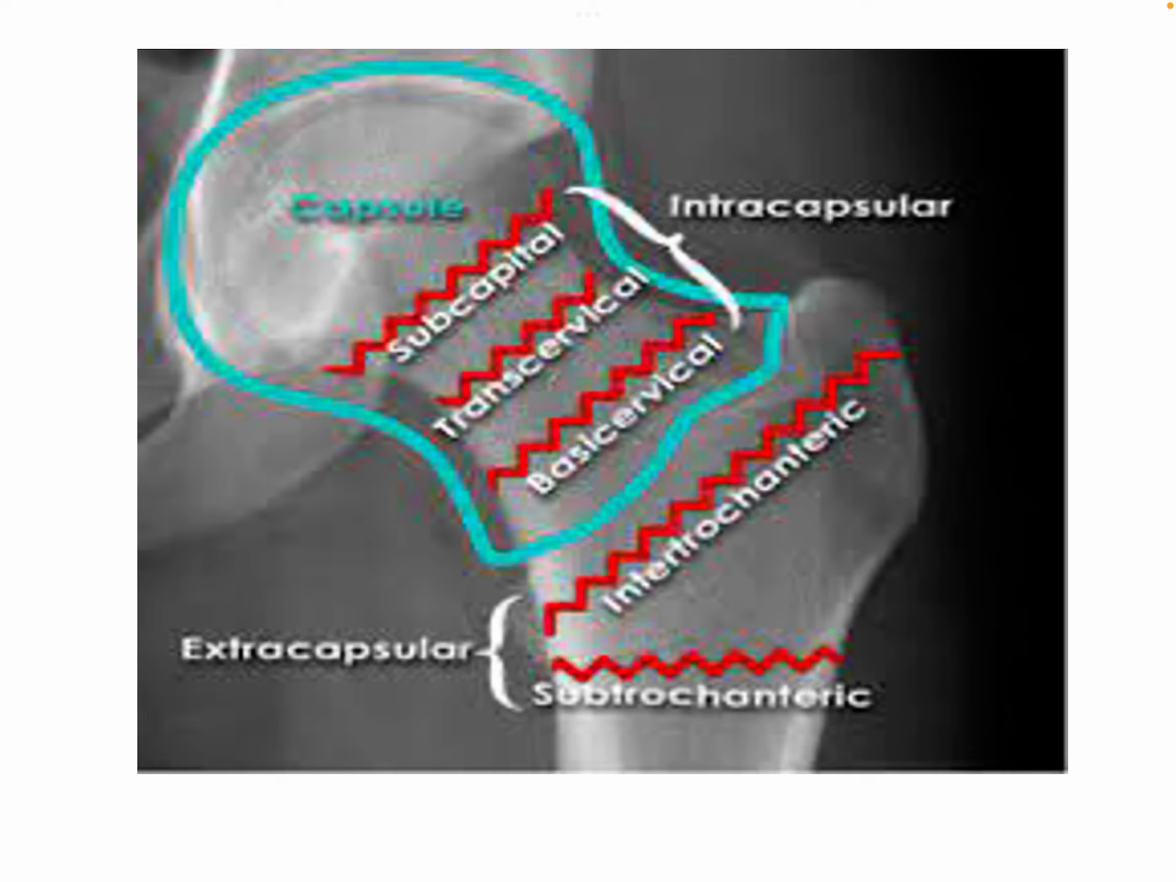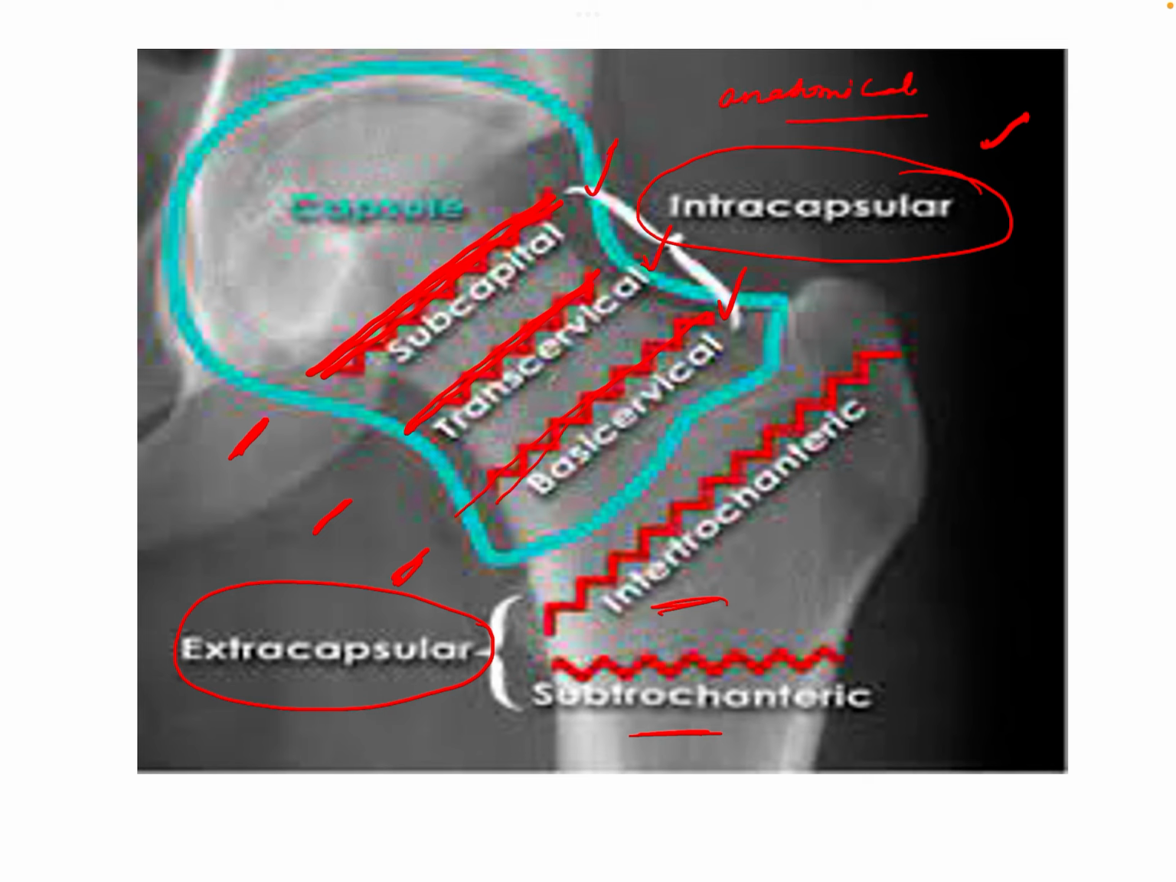The second type of classification is the anatomical location of the fracture line. As we know, neck of femur fractures are intracapsular fractures, and the intertrochanteric and subtrochanteric fractures are extracapsular fractures. So in neck of femur fractures, we have three types. The most proximal one is known as the subcapital fracture. The middle one is known as the transcervical neck of femur fracture, and the most distal one, or the basal one, is known as the basicervical fracture. So we have subcapital, transcervical and basicervical fractures. This comes under the anatomical classification of the neck of femur fracture.